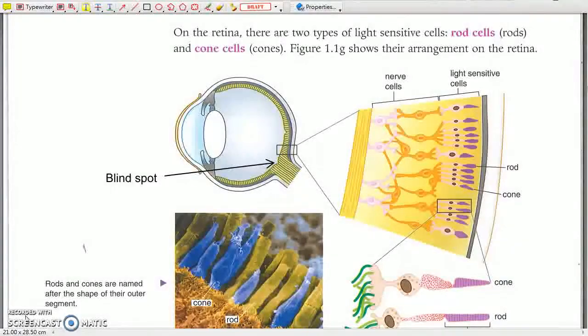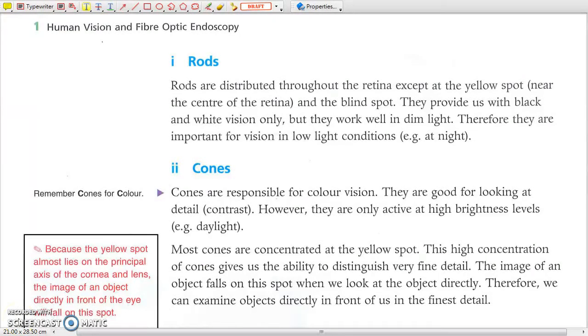On the other hand, the point where the principal axis of the eye lens passes through the retina is called the yellow spot, and it is where the real image is formed when we look at it directly. There is a high density of cones which detect light of different colors, so that we can see its finest details. However, cones only work under bright light conditions.